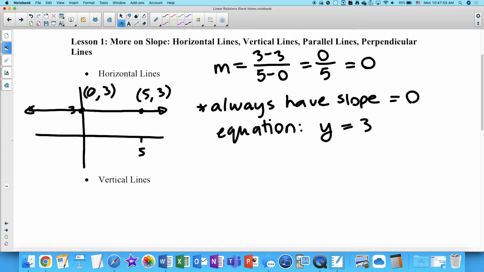Okay? And in general, the equation of a horizontal line is that y equals some number, and that number is whatever the height of the line is, right? So if it was down here like at -1, it would be y equals -1. If it was way up here at 10, it would be y equals 10. Okay, so the equation is always of the form y equals a number. Slope is 0. The equation is that y equals some number, and that number is whatever height the line is at.